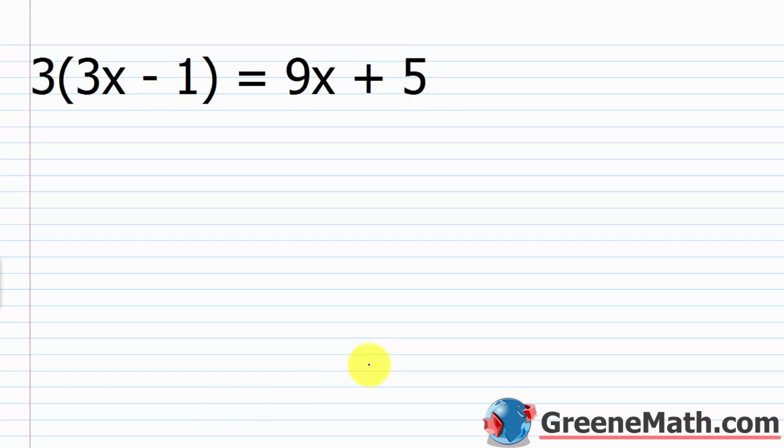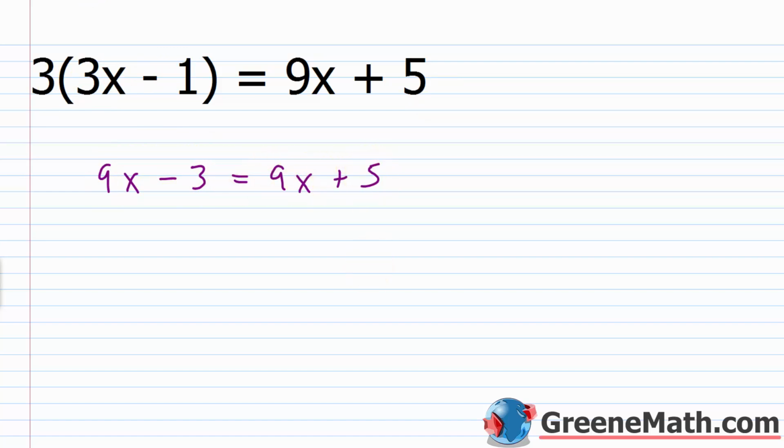So the next type of equation that you're going to come across is known as a contradiction. These are equations that don't have a solution, and we're going to have a lot of these throughout the course. So something like 3 times the quantity 3x minus 1 is equal to 9x plus 5. So 3 times 3x is 9x, and then minus 3 times 1 is 3. And this equals 9x plus 5.